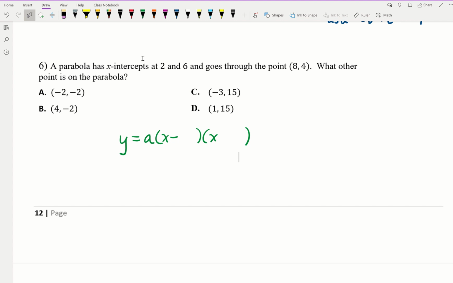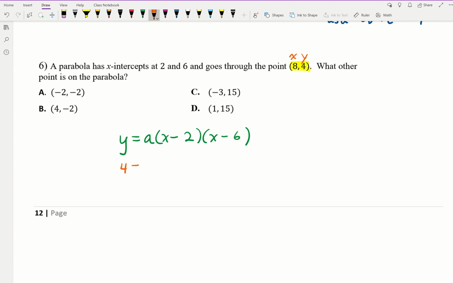So if we know that we have an x-intercept at 2, that means that our factor is x minus 2. And if the x-intercept is 6, then the factor is x minus 6. So I can use the x-intercepts to come up with the factors. I still don't know a, all right? That's where this additional coordinate's going to come into play, because this coordinate gives us an x and a y value. So I'm going to be able to find a by plugging 8 and 4 into x and y.